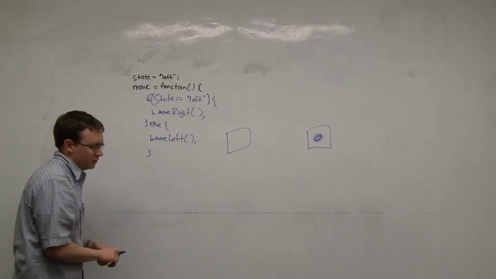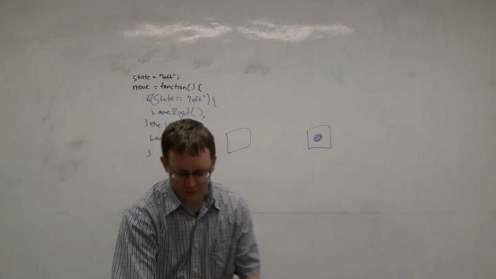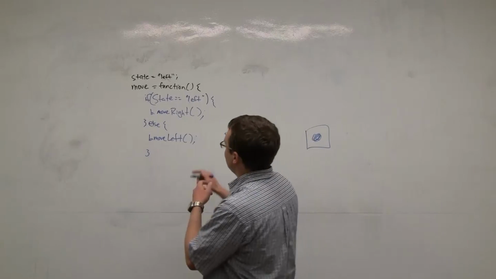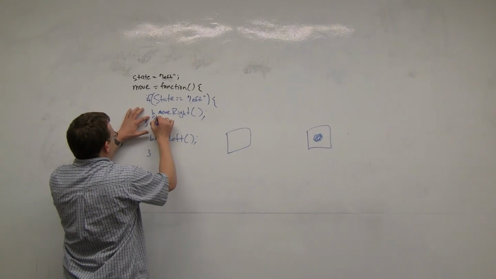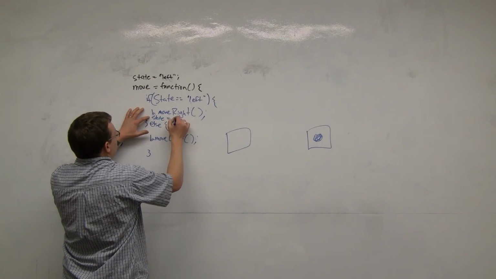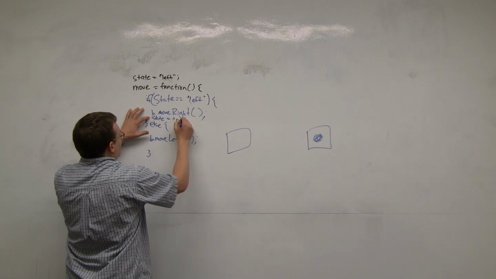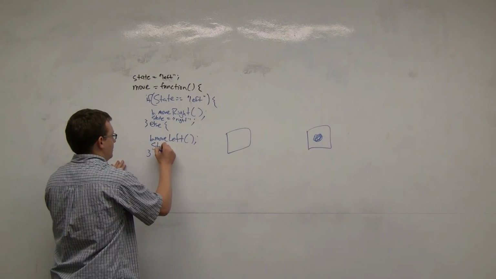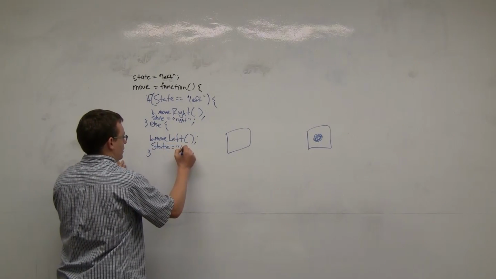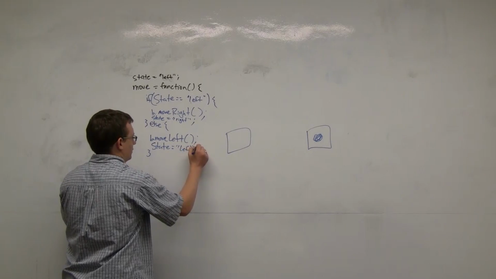Phew. Alright, now we're saved. Ball, move. Oh, I forgot something. We need to keep track of this. We're gonna move right and say the state equals right. Yeah, your state machine would have been horrible. And then we'll say state equals left.